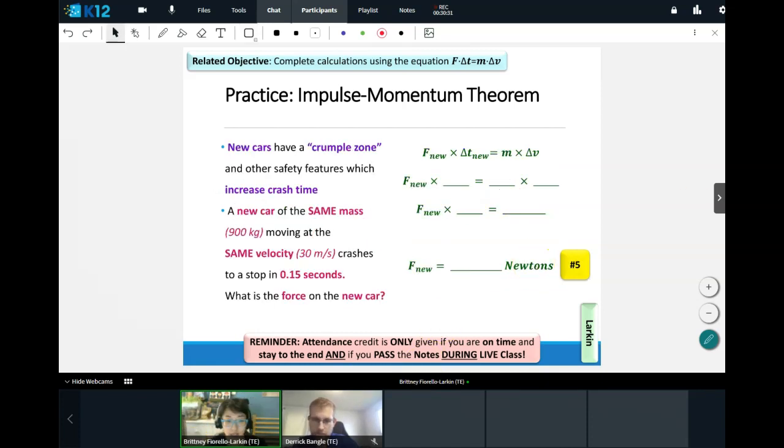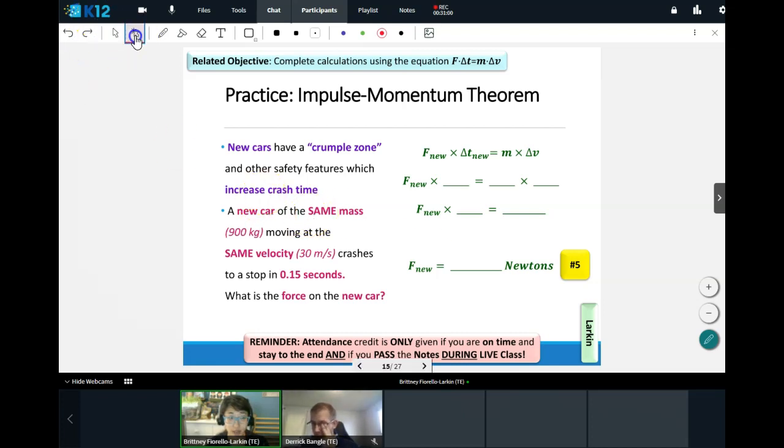Go, go, go. Let's go ahead and take a look at a new car. So a new car has a crumple zone. We talked about that in our brainstorm today. Among having a crumple zone, there's also some other safety features like seat belts, airbags, etc. All of this increases the crash time. So when you're in a collision, this increases the time before you feel the impact. All of these things are increasing the time it takes for you to feel the impact in a crash.